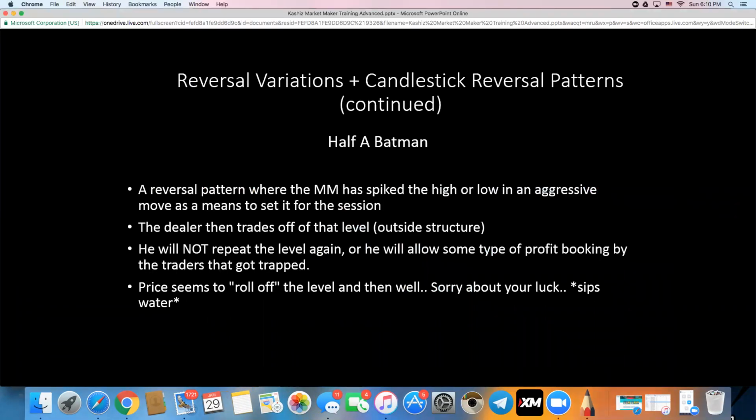Okay. Half a Batman. This is a new pattern for most of the guys that are new, so feel free to write your notes down. I'll show you some examples of it. I actually found some this time.